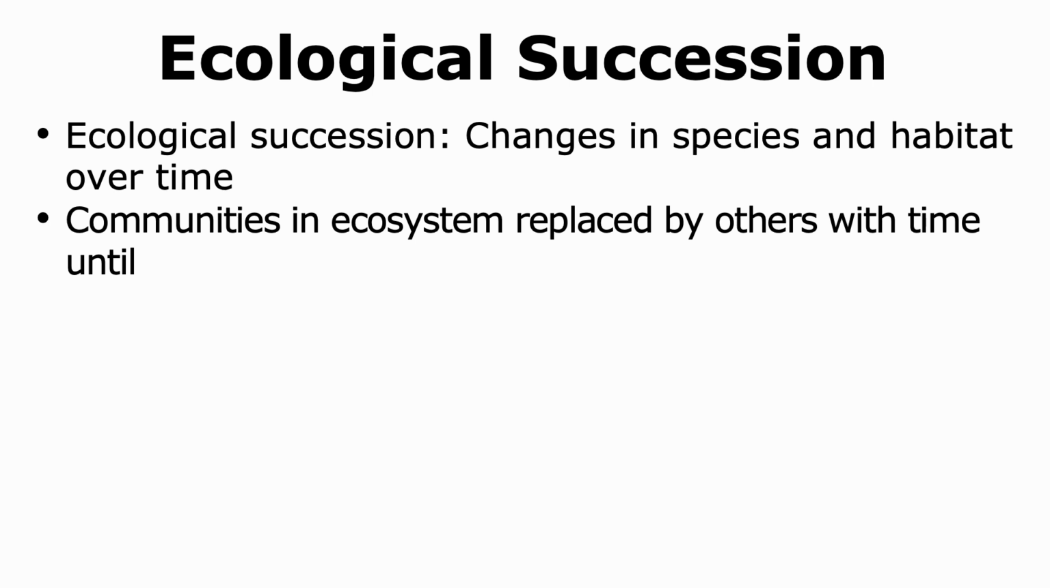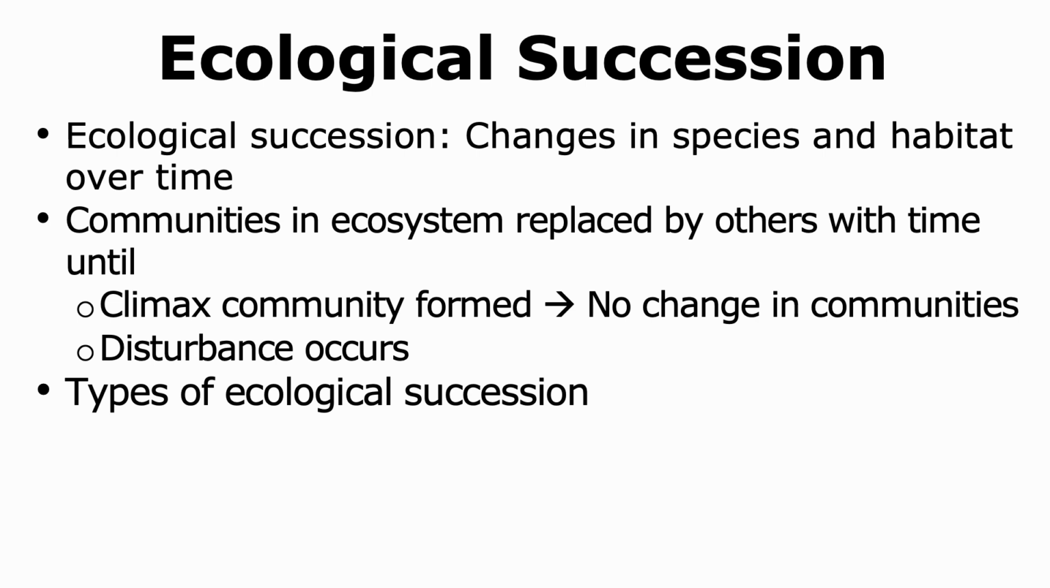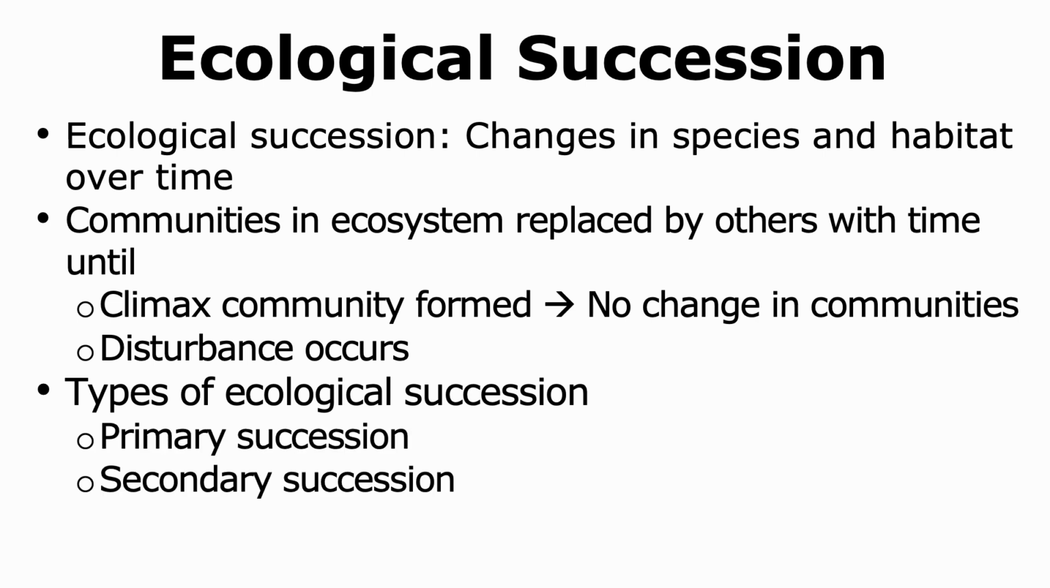This keeps happening until either a climax community is formed, where the communities tend to be in equilibrium with one another, and hence there's no major changes in the communities, or a disturbance occurs, which can be in the form of flooding or fires. There are different types of ecological succession, which includes the primary succession and the secondary succession.